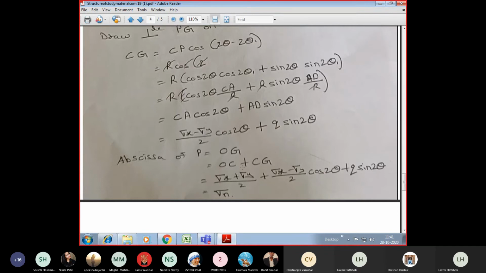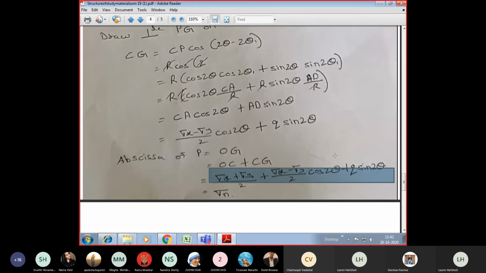Okay, now this OC we have already written in the previous equation, that is (sigma x plus sigma y) by 2, and CG we have already derived, so that same equation I have written here, (sigma x minus sigma y) by 2 cos 2 theta plus q sin 2 theta. So now observe this equation very carefully. What does this equation represent? Is it not the normal stress which we have derived previously? Yes or no? Is this the normal stress equation, sigma n equation which we have derived? Yes, this is the normal stress equation which we have derived in the previous manual method, that is the analytic method.